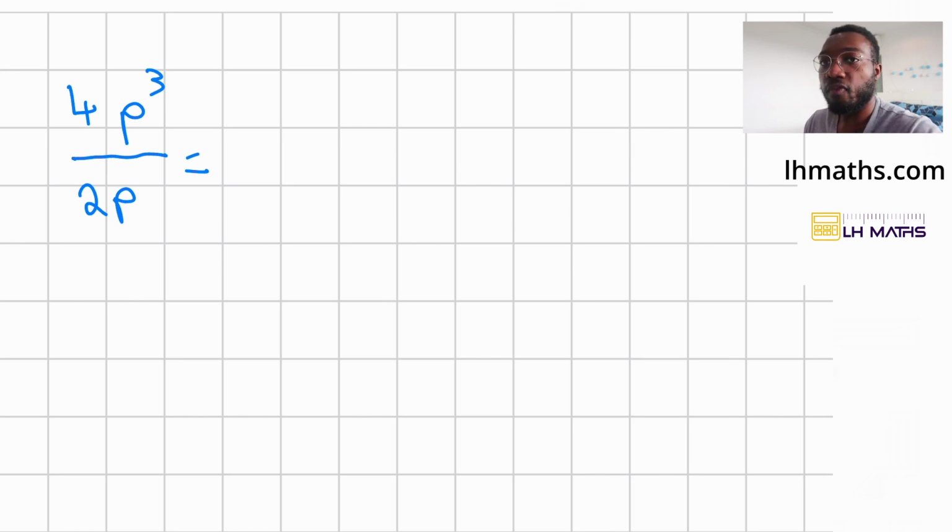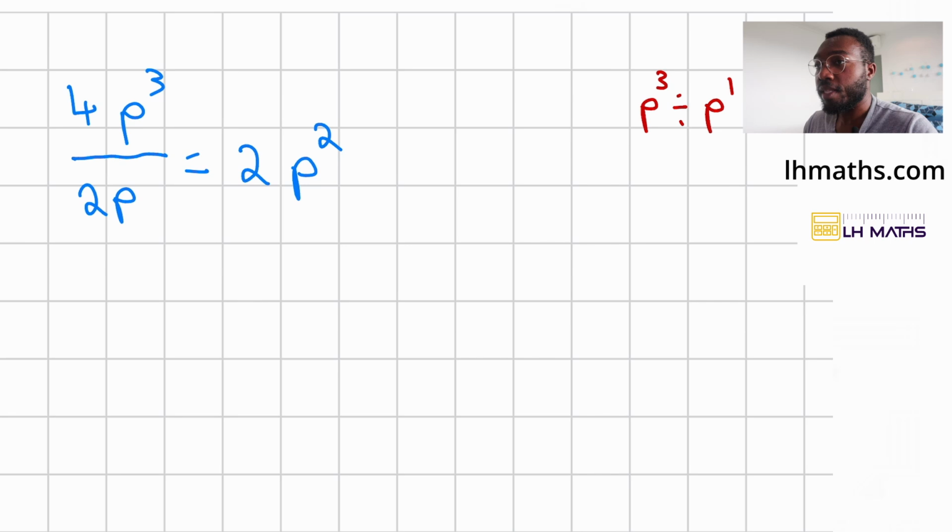So we deal with the 4 and the 2 first. 4 divided by 2 is just 2. Then we have p to the power of 3 divided by p. You can think of it as p to the power of 3 divided by p to the power of 1. That makes it easier, and that will give us p squared. So in this answer we would get 2p squared.